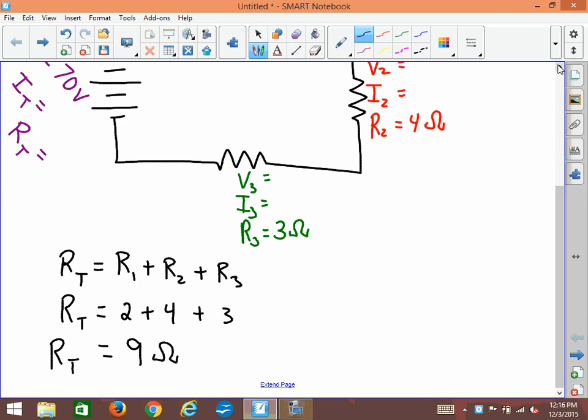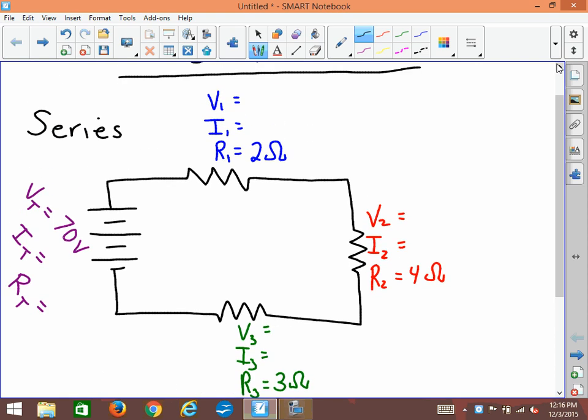Now, I just realized that I was trying to make the math easy for you, so I'm going to make a small change. I guess my brain isn't quite on today. I'm going to change this voltage to 90 volts because I wanted to make the math simple. So let's make that correction, and now let's continue.